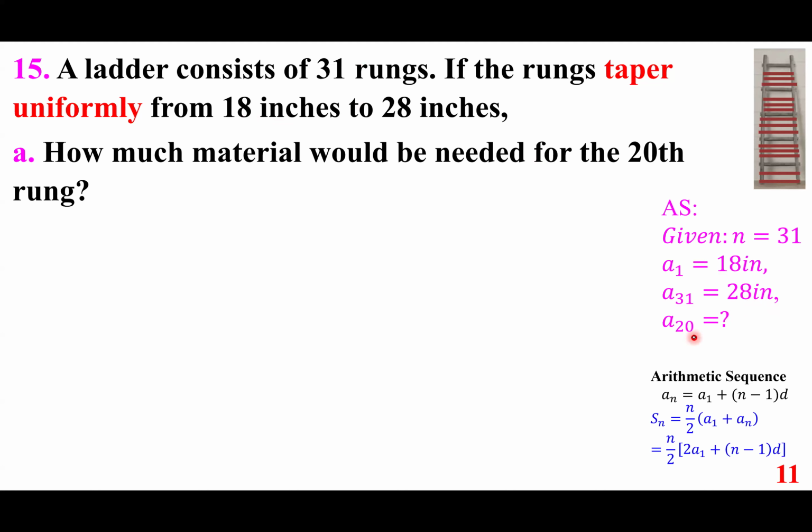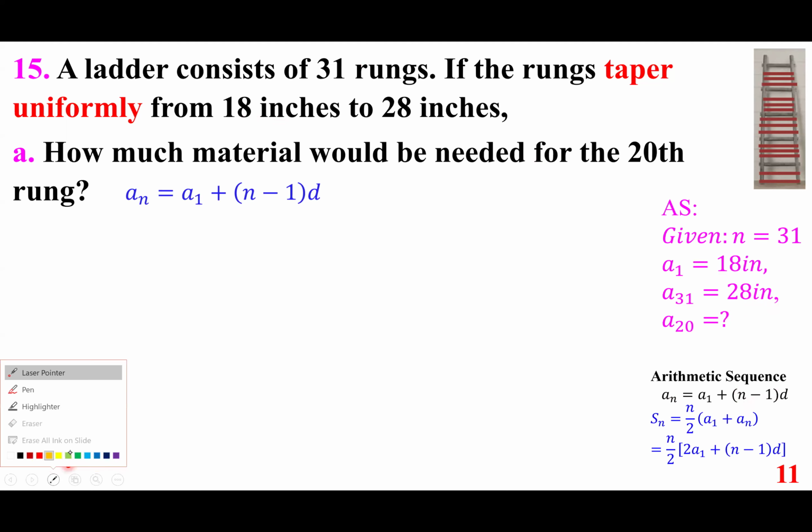So we use the general form a sub n, which says a sub 1 plus n minus 1 times d. And what we do, we really have two equations, two unknowns. Take a look. These two give us two equations, two unknowns. So we can find the first term. In this one, a sub 1 is given, 18. So we can use a sub 31 to find the missing d.